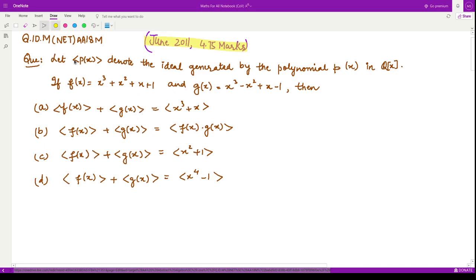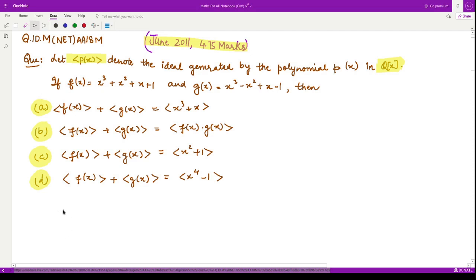The question says, if p(x), which is a polynomial, generates an ideal, this is the notation, and this polynomial is taken from the polynomial ring of rationals. Then they are saying if f(x) and g(x) are two polynomials, then the addition of the ideals generated by f(x) and g(x) is which among these four? So out of these four, what is the correct option? Let us get started.